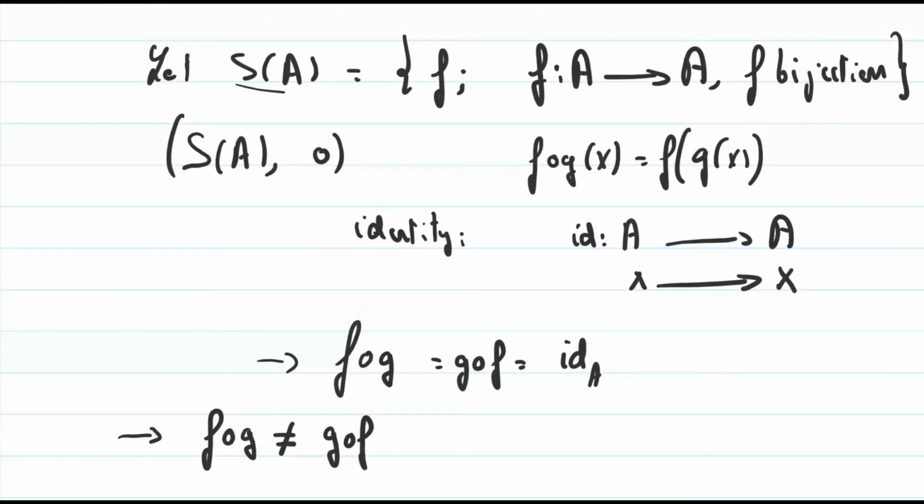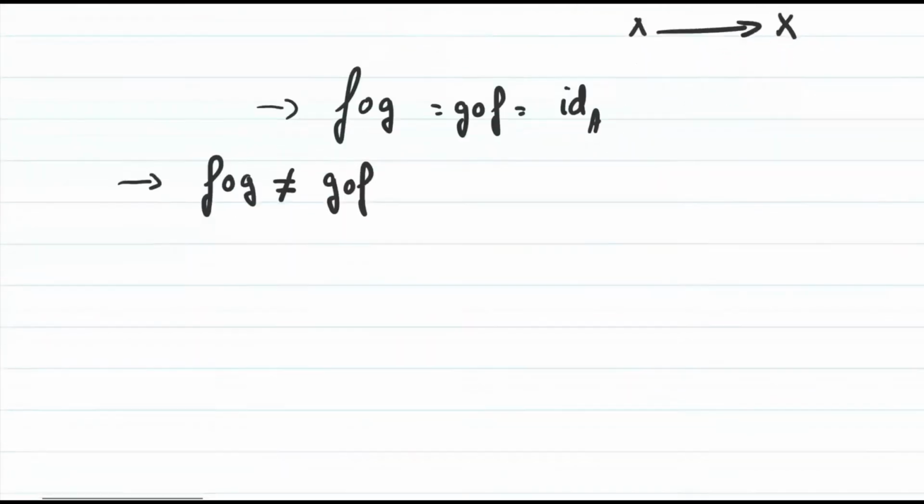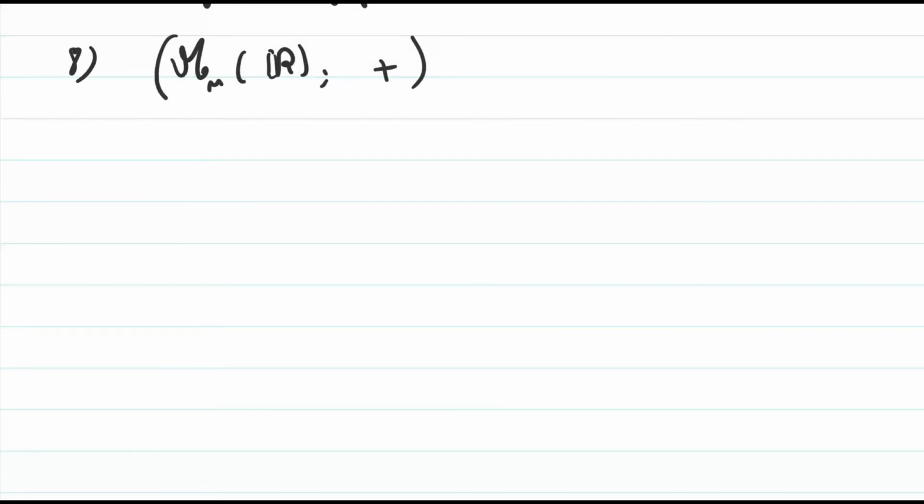Other examples of groups, for example, you can take square matrices of size n over R together with plus. And here the plus is the sum of matrices. I denote everything by plus, but this plus is not the sum of numbers, it's just the sum of matrices. This is a group. The neutral element is just the matrix where all the entries are 0. It is associative. We have an inverse of each element by inverting each of the entries, and it is an abelian group.